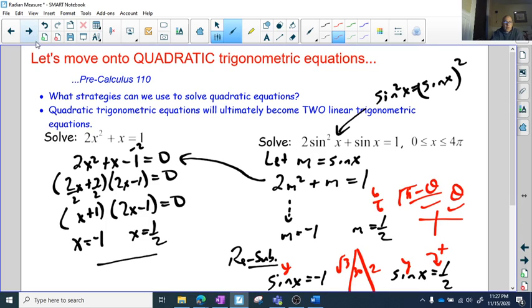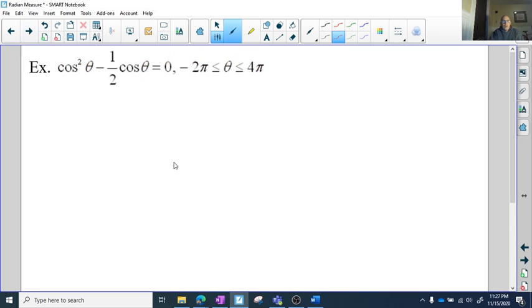Let's just have a look. Okay, so let's look at this one. It's in radians again. The first thing I don't like about this one is I don't like dealing with equations with fractions. So I'm just going to double everything. So it's 2 cos squared theta minus cosine of theta equals 0.